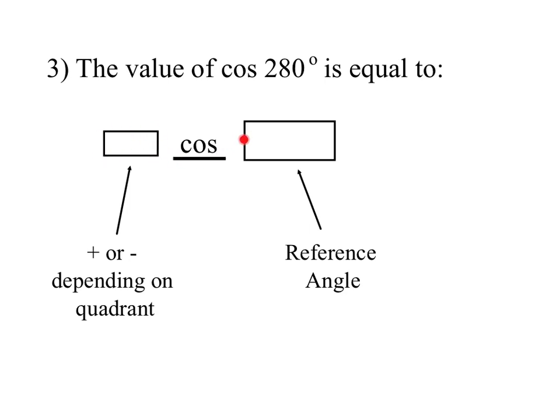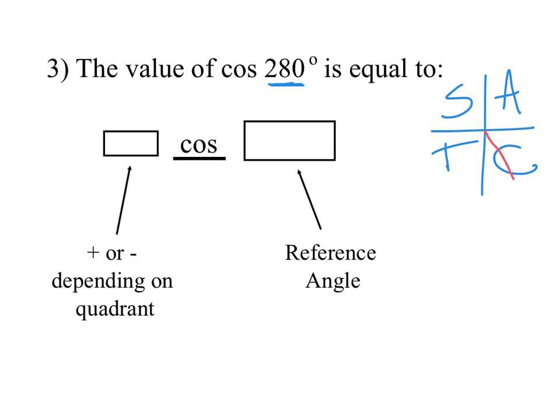All right, I call this the box, line, box method. It's probably coined by Mrs. Schultz, but it's box, line, box. What you do is you figure out the quadrant that you're in. You remember from yesterday, "All Students Take Calculus." Depending on what quadrant you're in, cosine of 280 is going to be positive or negative.